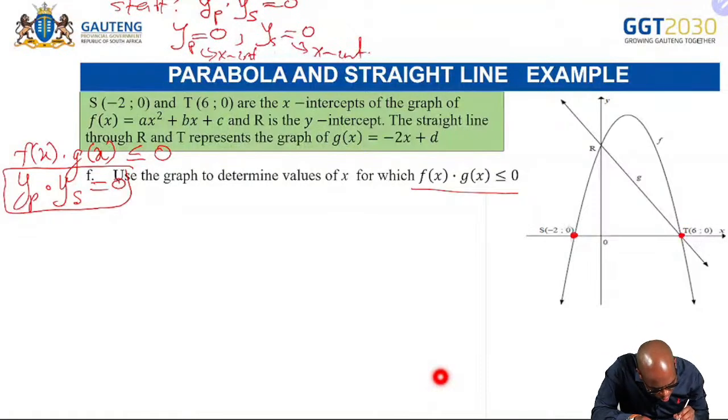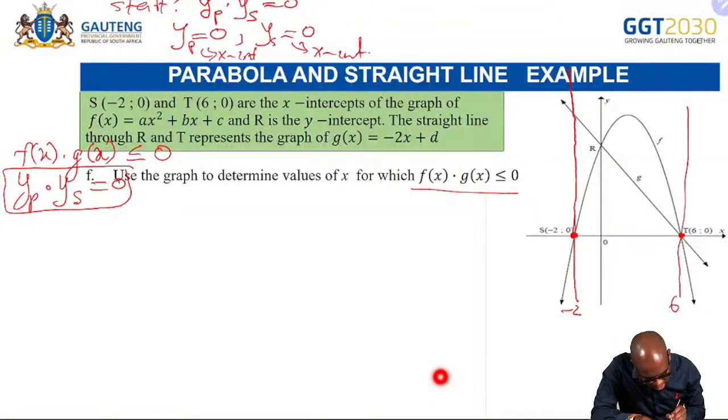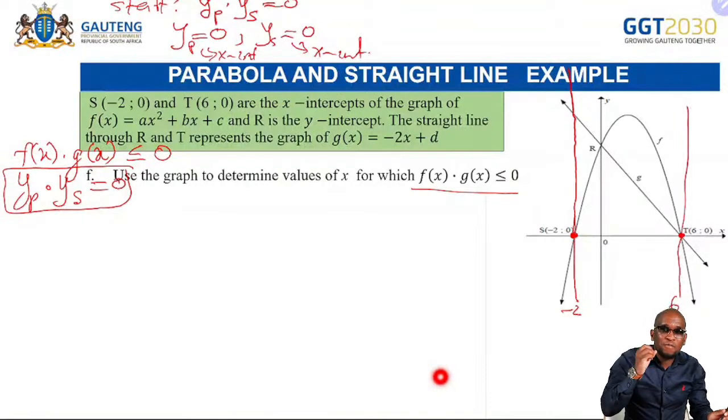So we also draw here our vertical lines. The vertical line here is -2. Also the vertical line here is 6. So we are drawing the vertical lines where we find our x-intercepts.